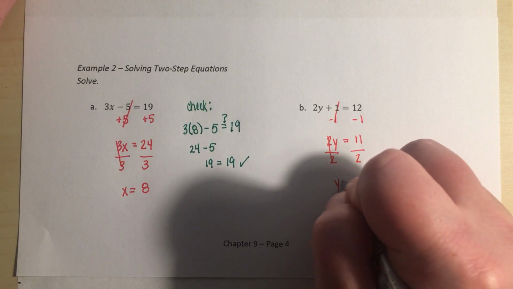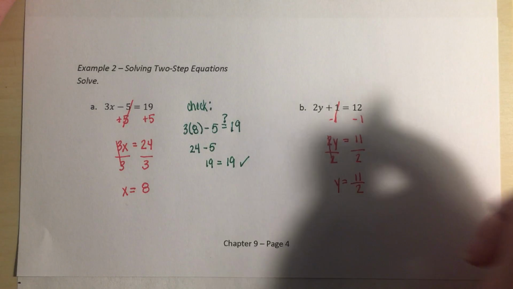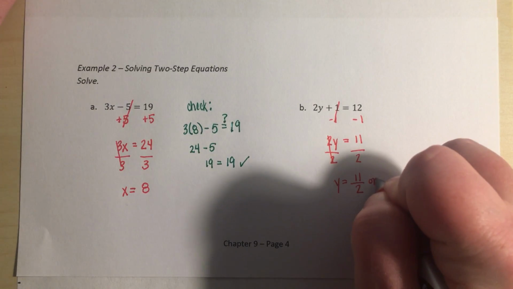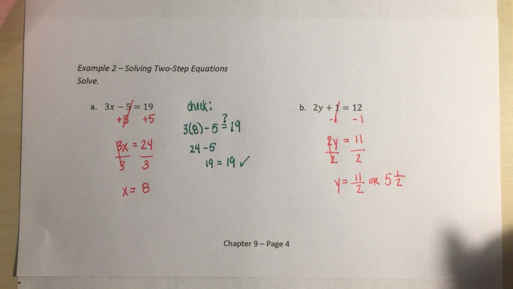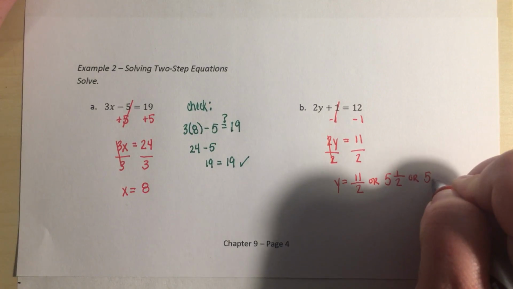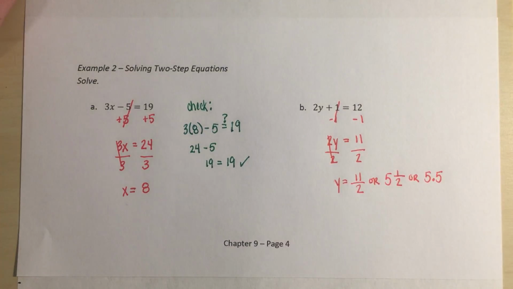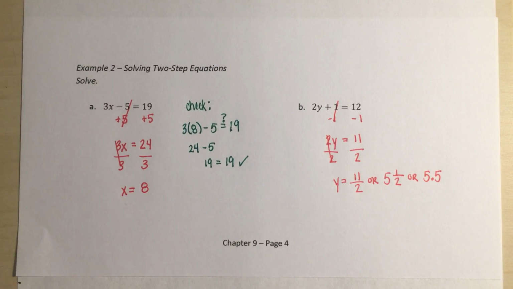What we have here, again, we can think about as an improper fraction of 11 over 2. We could think about this as a mixed number of 5 and 1/2, because 2 goes into 11 5 times with 1 left over. Or we could think about this as a decimal of 5.5. Again, as you're going through and working on the homework, just make sure you're entering your answers however they are being asked for.